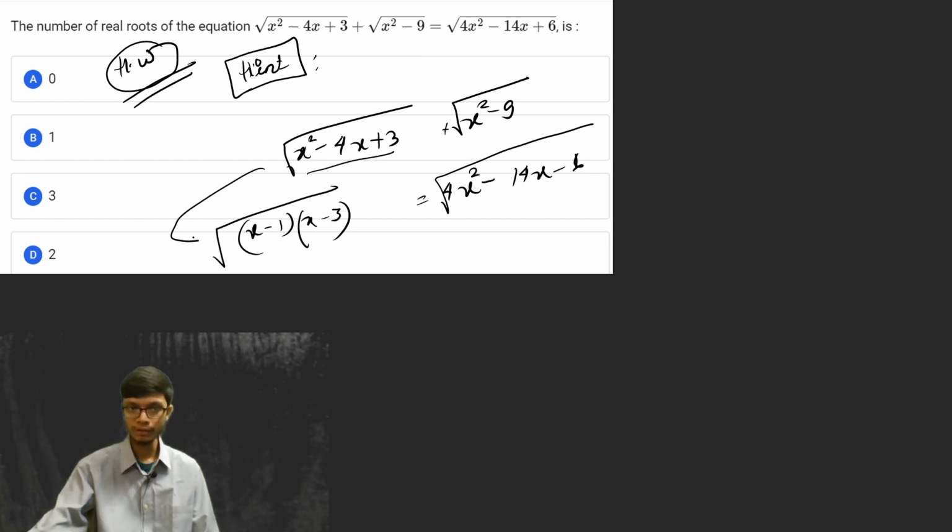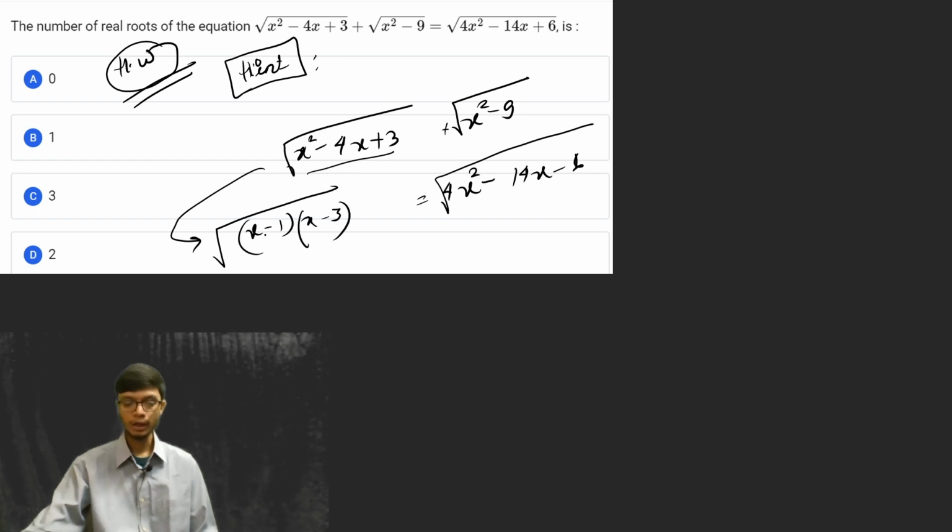Okay, so I'm only giving you the hint on how to approach this particular problem. If you take 4 common from here, you can write 3 as 12 by 4, and 2 by 4 is basically half. So 12 by 4 is basically 3, and 2 by 4 is basically half.